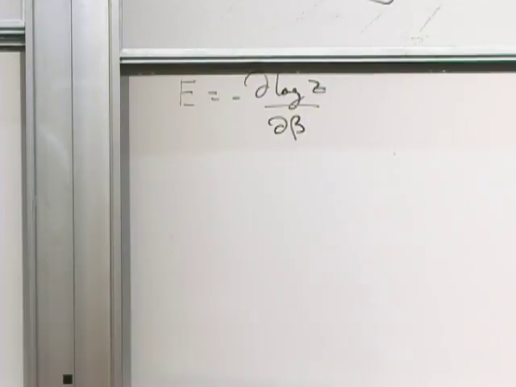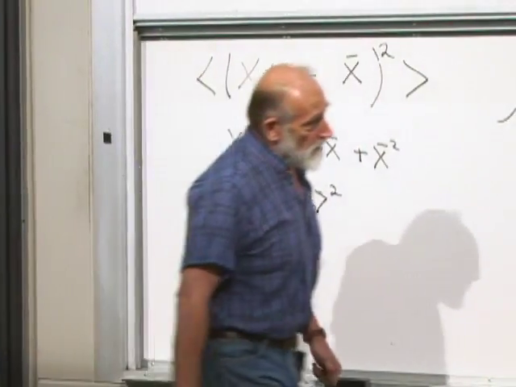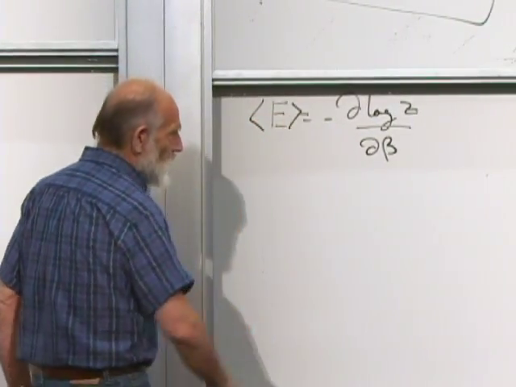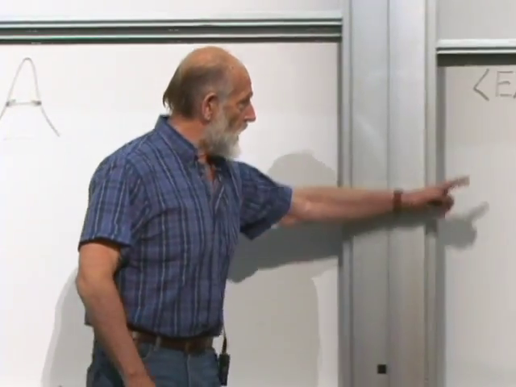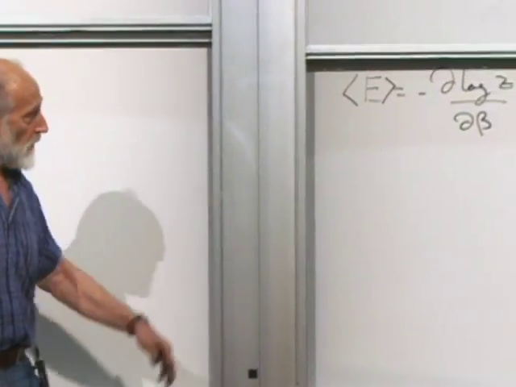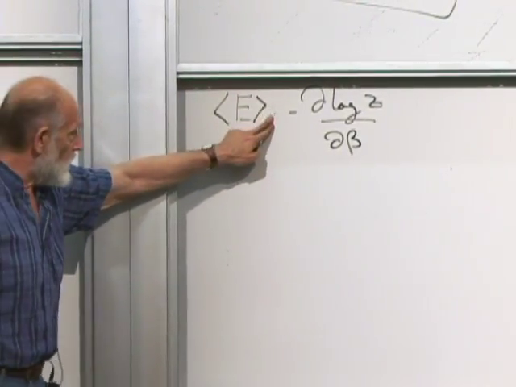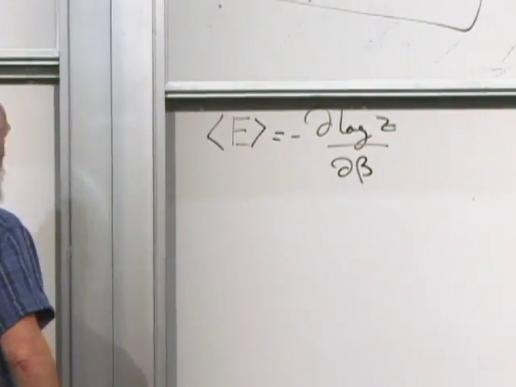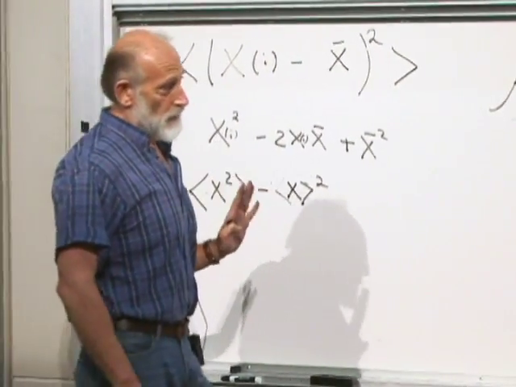Let's see if we can calculate the average of the square of the energy. This is the average energy. Now I'm going to use the fact that it really was the average of the energy. Most of the time I don't bother writing this average, but this is the average of the energy, minus d log Z by d beta. We'll wind up squaring it because we're instructed to square it over here. But first, let's calculate the average of the square of the energy.